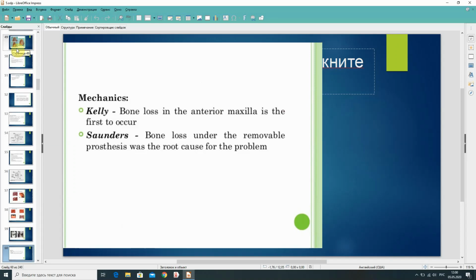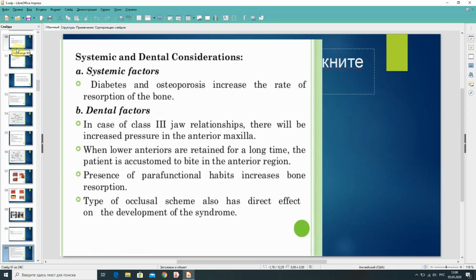Mechanics. Kelly: bone loss in the anterior maxilla is the first to occur. Saunders: bone loss under the removable prosthetics was the root cause for the problem. Systemic and dental considerations. Systemic factors: diabetes or osteoporosis increase the rate of the resorption of the bone. Dental factors: in case of class 3 jaw relationships, there will be increased pressure in the anterior maxilla.